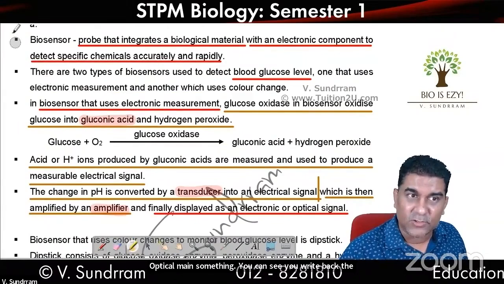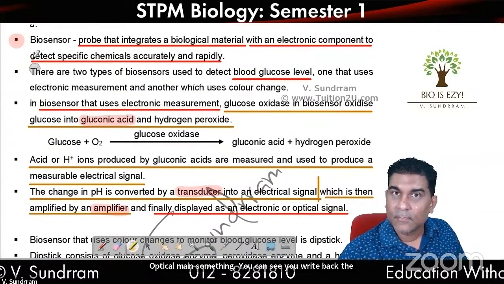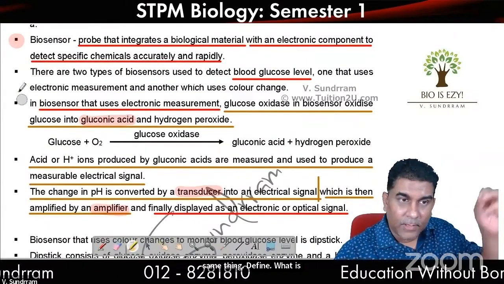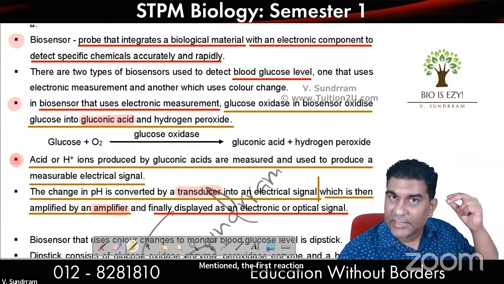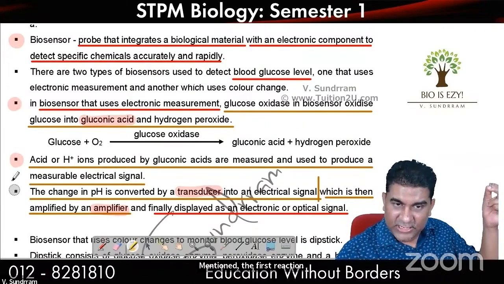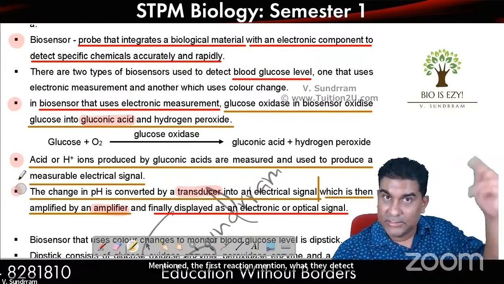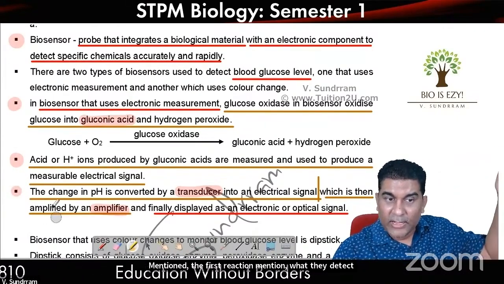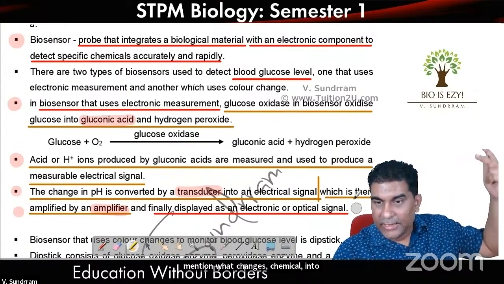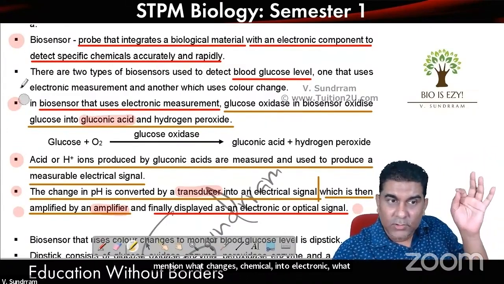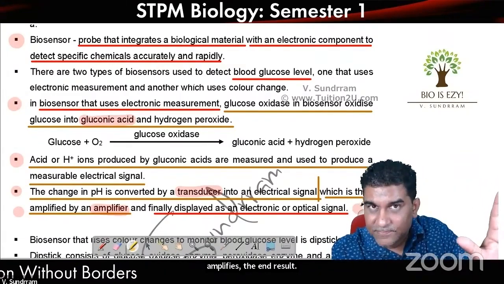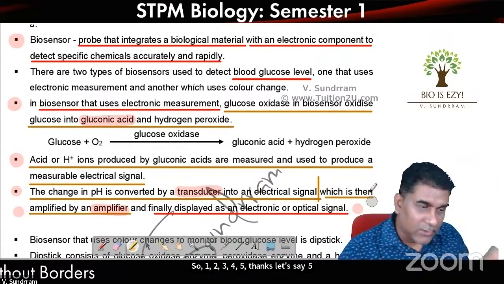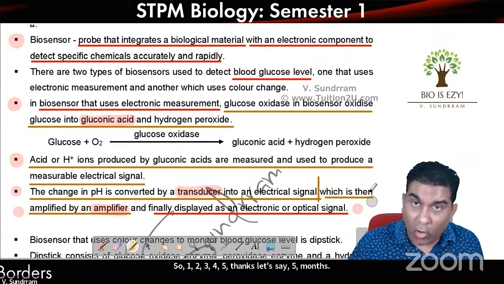Define what is a biosensor. Mention the first reaction. Mention what they detect. Mention what changes chemical into electronic. What amplifies the end result. So 1, 2, 3, 4, 5, 6. Let's say 5 marks.